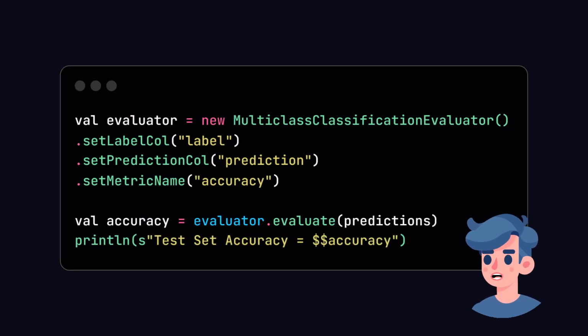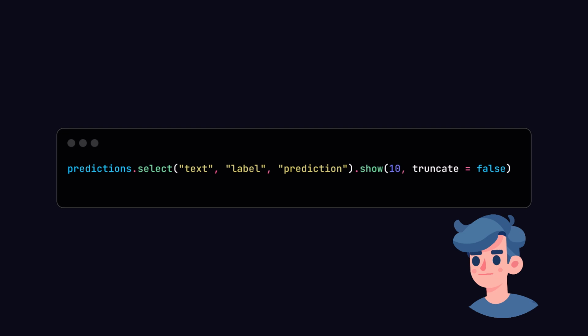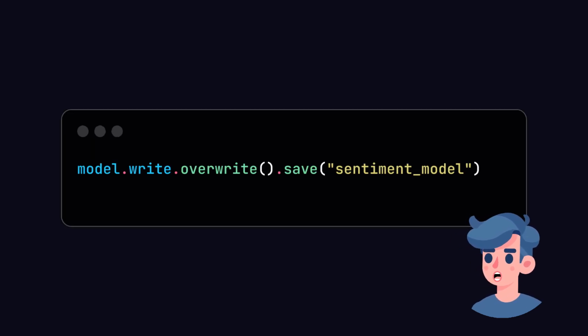Let's evaluate the model's accuracy using the multi-class classification evaluator class. We will calculate the accuracy of the predictions. To understand better how well our model is performing, we will also display some of the predictions alongside the actual labels. Now, you might wonder how to save our trained model for future use.